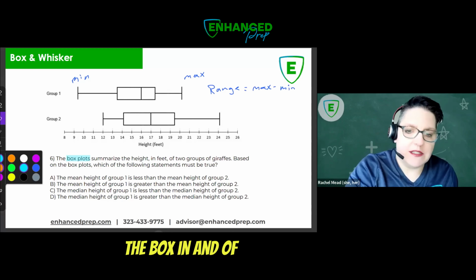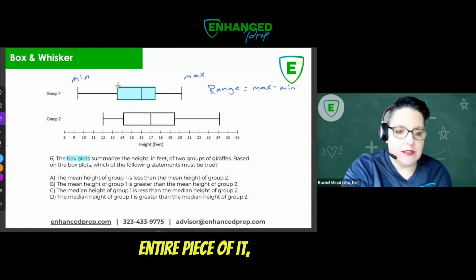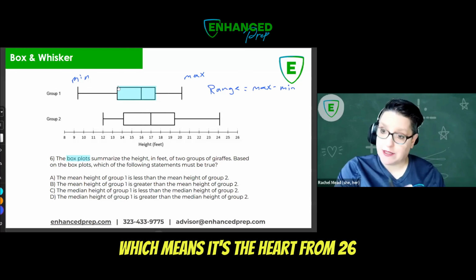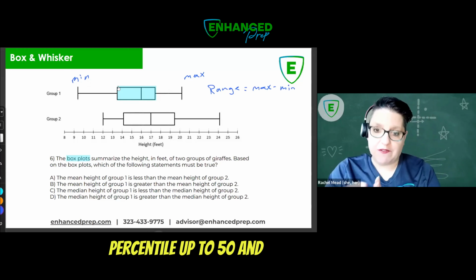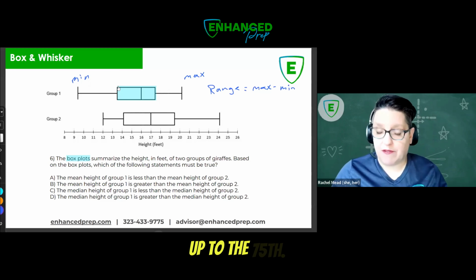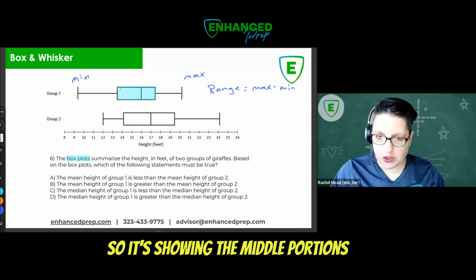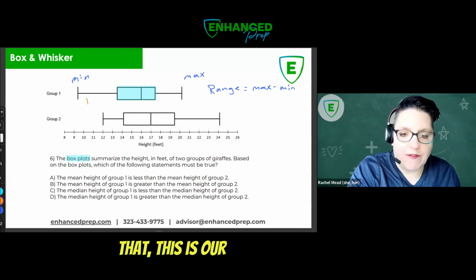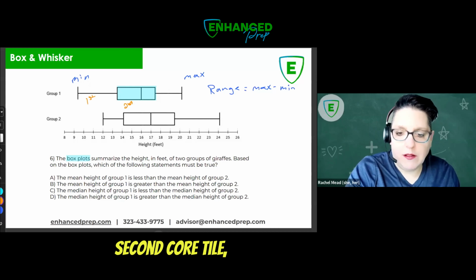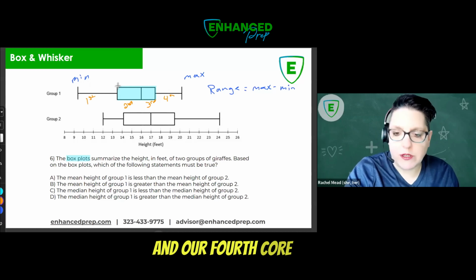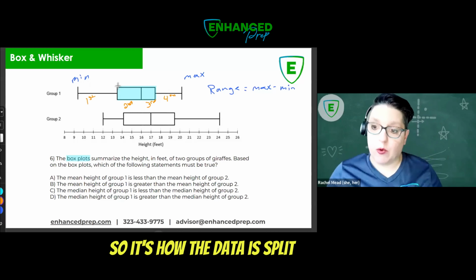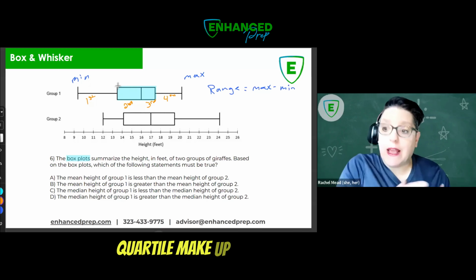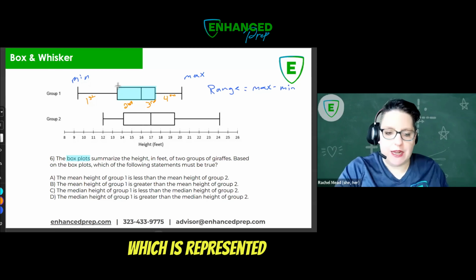The box in and of itself, the whole entire piece of it, is called the interquartile range, which means it's the part from the 25th percentile up to the 50th and the 51st percentile up to the 75th. So it's showing the middle portions of what we're looking at. If we want to go into more detail on that, this is our first quartile, our second quartile, our third quartile, and our fourth quartile. So it's how the data is split or spread. And again, that second and third quartile make up the interquartile range, which is represented in that box.